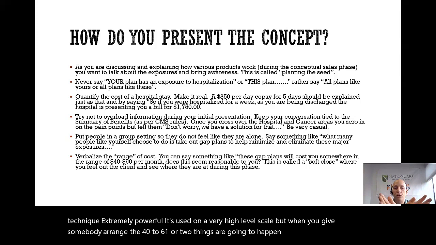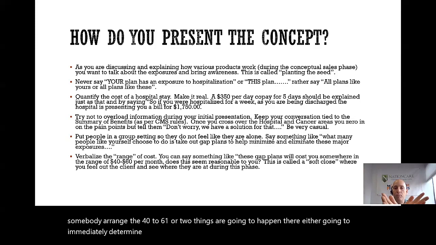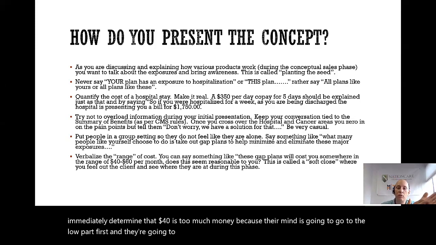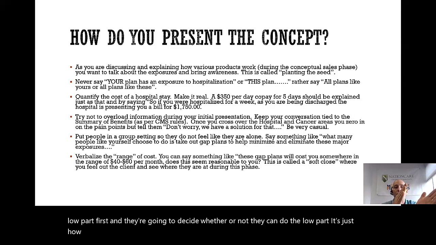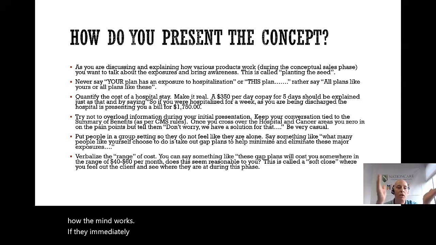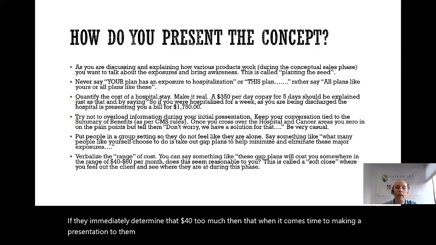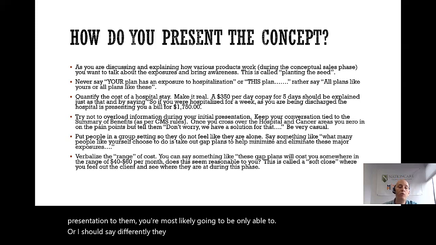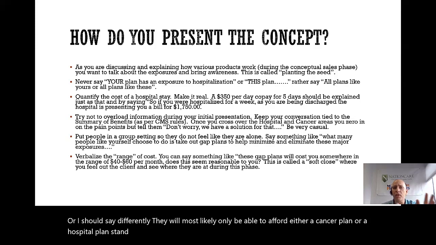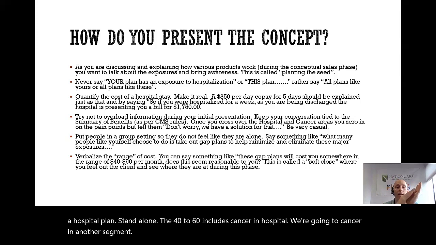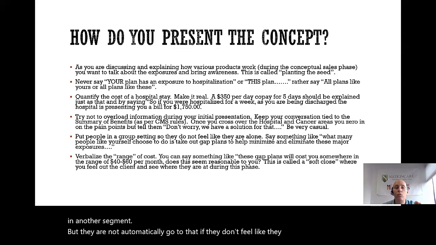They're either going to immediately determine that $40 is too much money, because their mind goes to the low part first, and they decide whether or not they can do the low part. It's just how the mind works. If they immediately determine that $40 is too much, then you know that when it comes time to make a presentation, they will most likely only be able to afford either a cancer plan or a hospital plan standalone. The $40 to $60 includes cancer and hospital. We're going to do cancer in another segment. But they automatically go to that. If they don't feel like they can afford it, they will tell you right then and there.